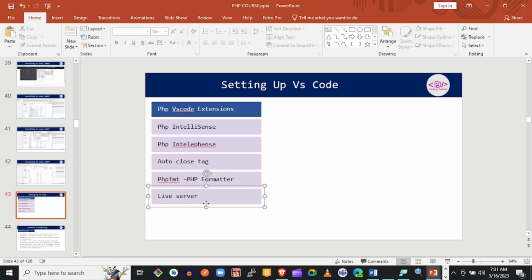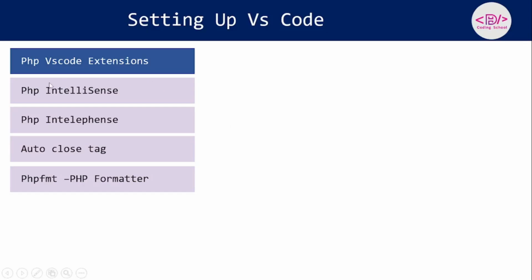Actually, we don't need all of these. They just put a few of them so that you don't get overwhelmed at the start. I will be introducing more as we move on. The most used ones are the first two, but you can also include the last two: PHP IntelliSense, PHP interface, auto close tag, and PHP FMT.